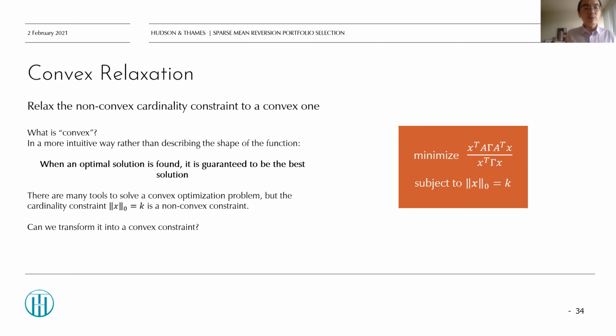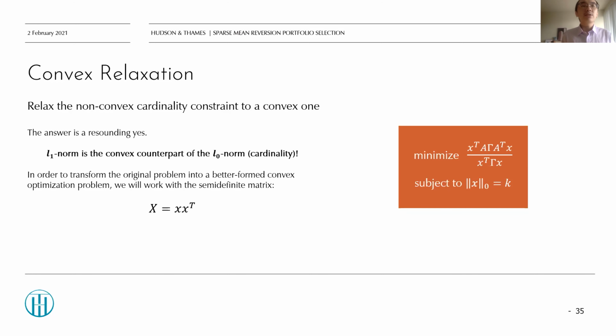There are already many tools to solve convex optimization problems. So if we can relax our non-convex cardinality constraint into a convex one, we can use these tools for solving the convex optimization problem, and this will accelerate our process to find a sparse mean reversion portfolio.